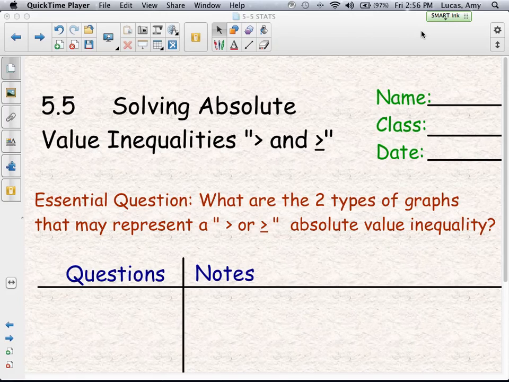You may recall that when we worked with our less than or equal to absolute values, the two types of graphs that we saw were an interval or an empty set, because those were intersections. They were intersections. So today, we should be looking for unions.